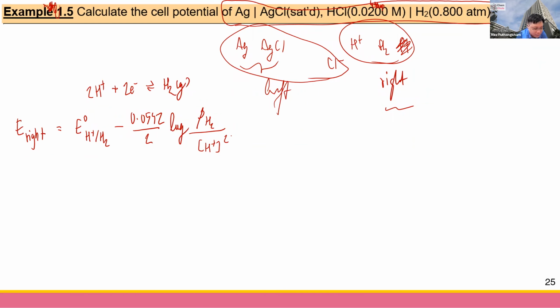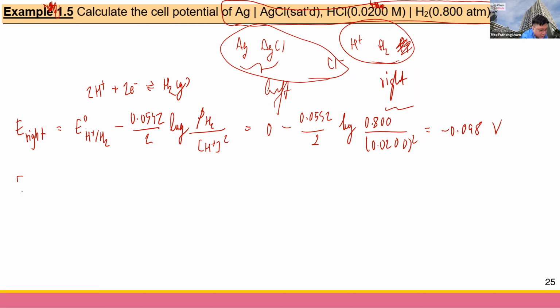So you plug the number. The standard electrode potential, this is the SHE, so it is 0 minus 0.0592 over 2 log. The pressure of the gas is 0.800, and the concentration of the proton is 0.02 squared. So plug the number in your calculator, and you get minus 0.098 volts.